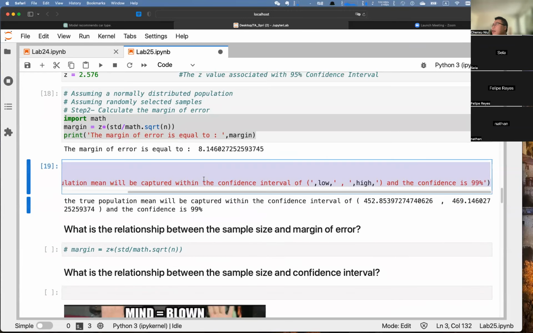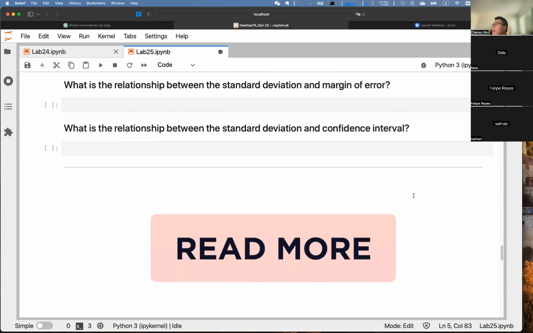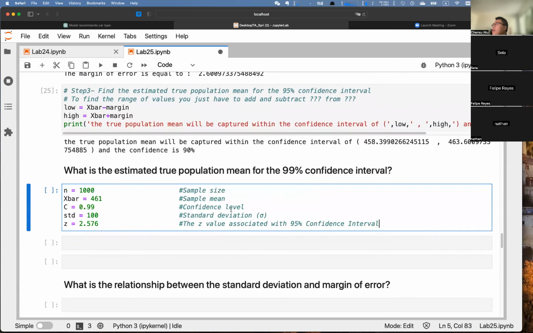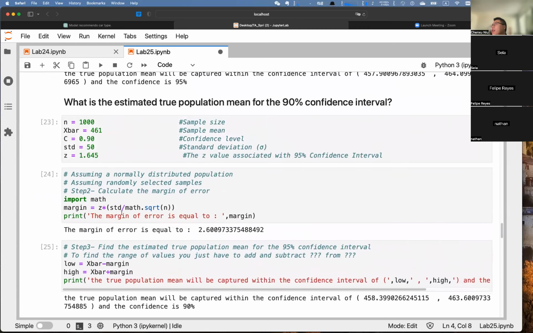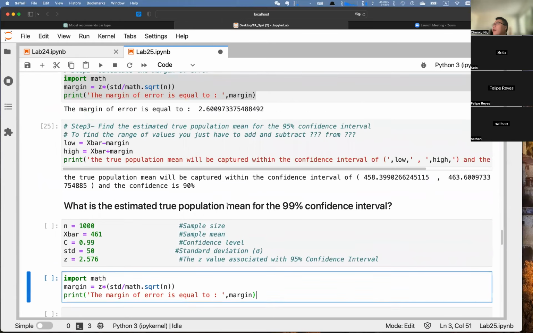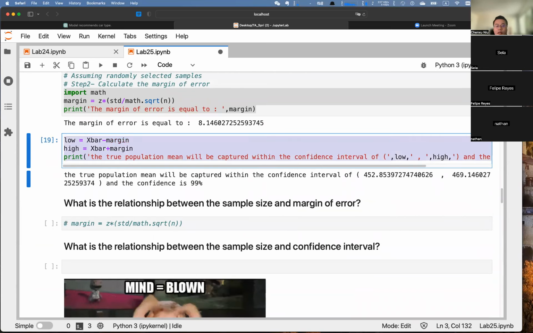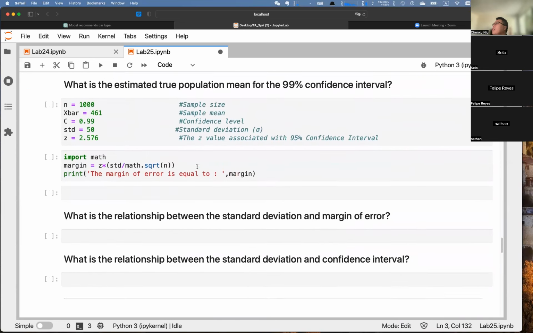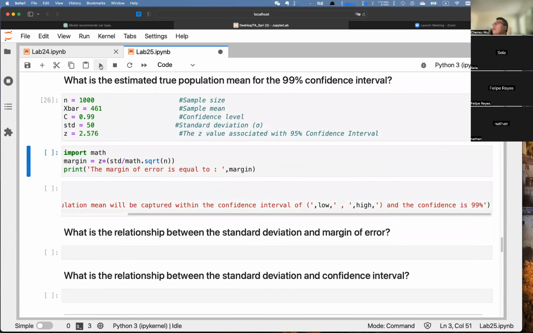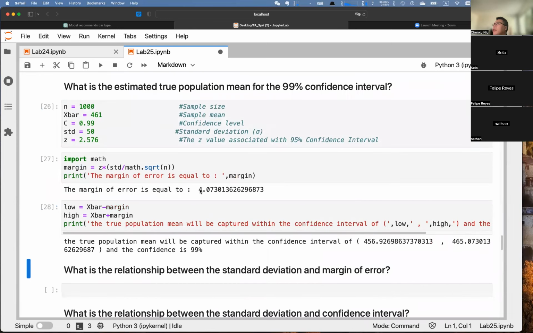And the last one is about 99%. You need to copy it again, but here please revise as 50. Step 2, margin. And the last one, let me check here. So it's smaller, right? Smaller.